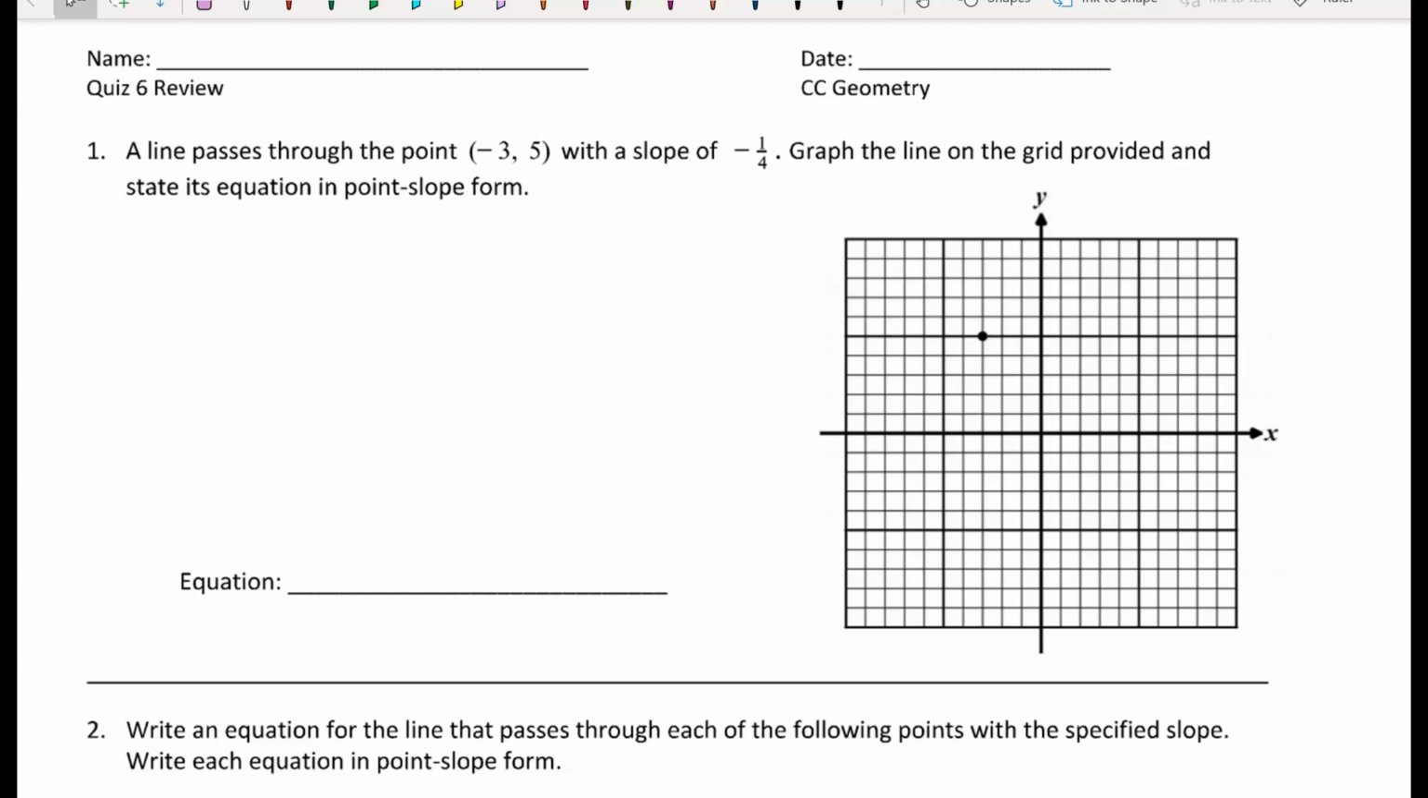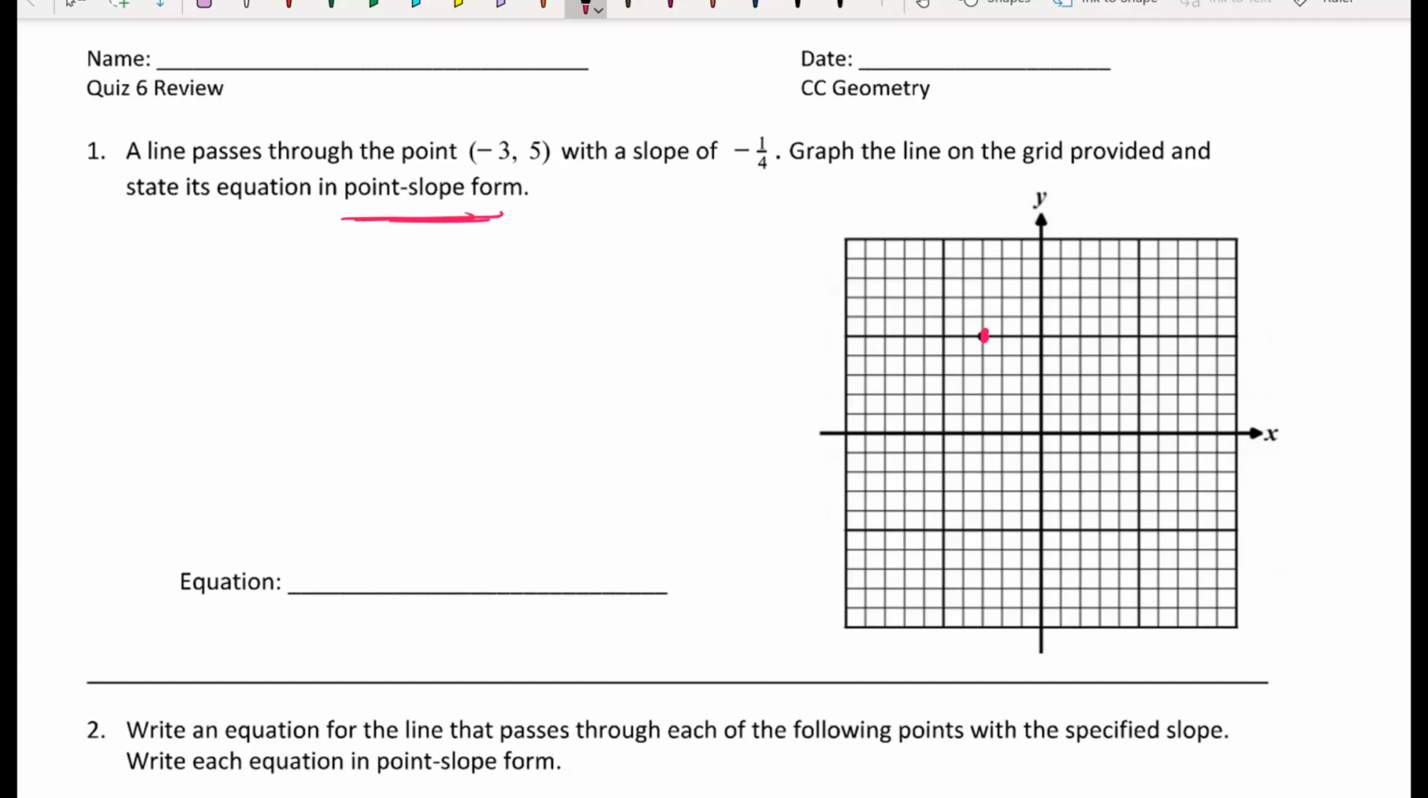In this video, I'm going to go through the review for our first quiz on the tools of coordinate geometry. Number 1. A line passes through the point -3, 5 with a slope of -4. Graph the line on the grid provided and state its equation in point-slope form.